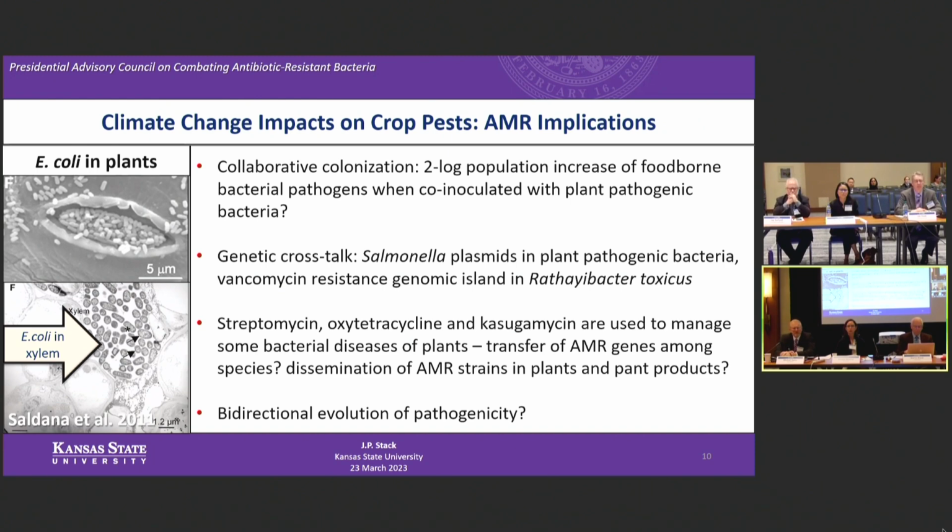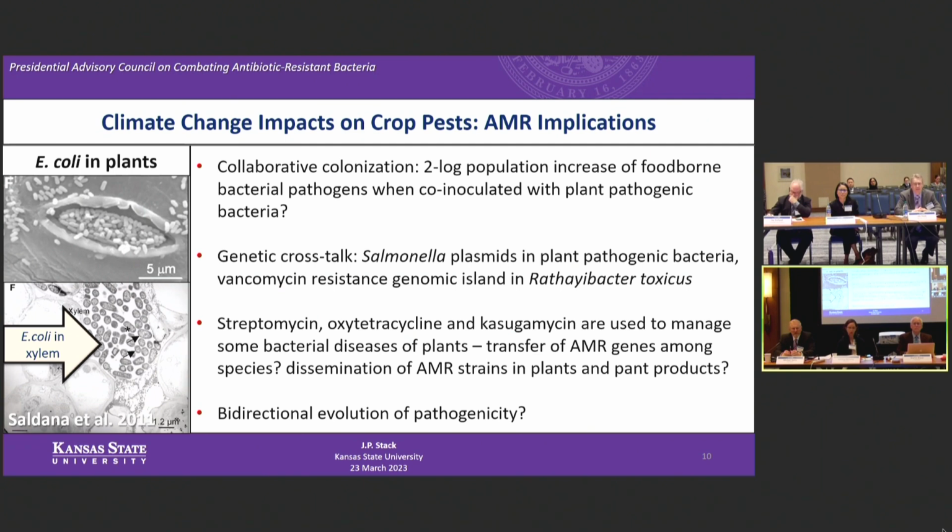Recently, Salmonella plasmids have been detected in 2 different genera of plant pathogenic bacteria. We've found a vancomycin resistance genomic island in another plant pathogen, Rathibacter. Rathibacter is commonly consumed by livestock in colonized grasses. Multiple antibiotics are used to manage diseases in plants. And resistance has been detected in plant systems.